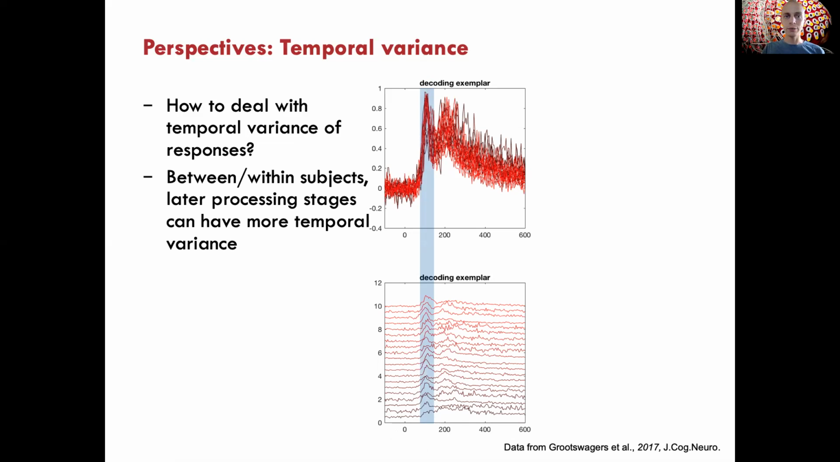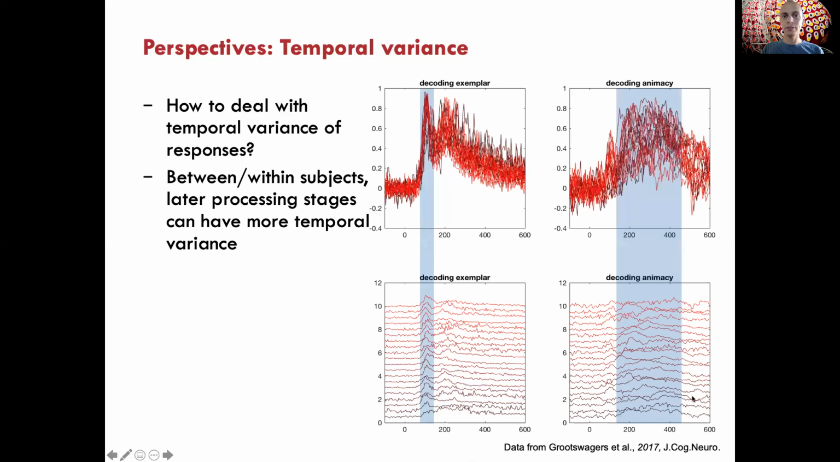Now in comparison, when we decode a more high-level concept such as animacy, whether the object was animate or inanimate, we have decoding peaks much later in the epoch. So this is around 200 to 400 milliseconds. And what you see is that the data are much more dispersed, and each subject has a slightly different response. Some subjects have a peak around 200. For some subjects, there's a more sustained but lower window of decoding between 200 and 400 milliseconds.